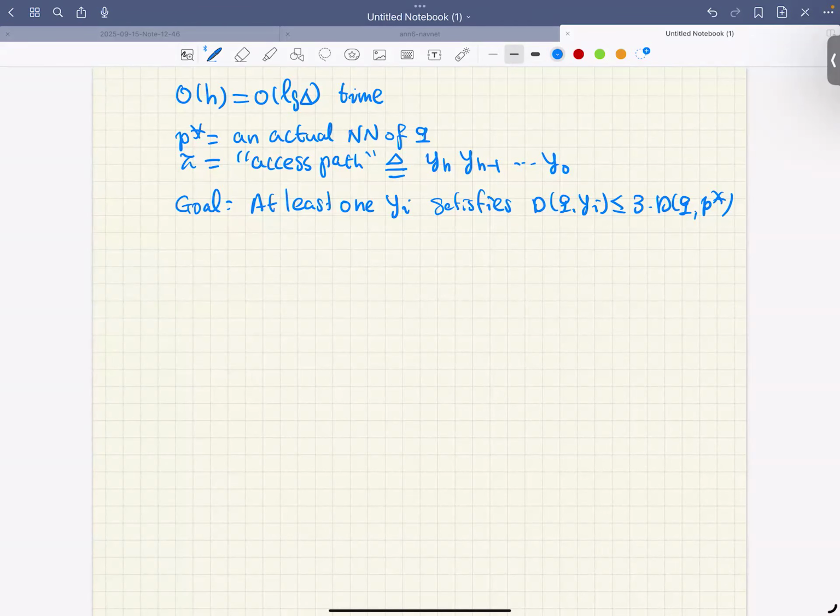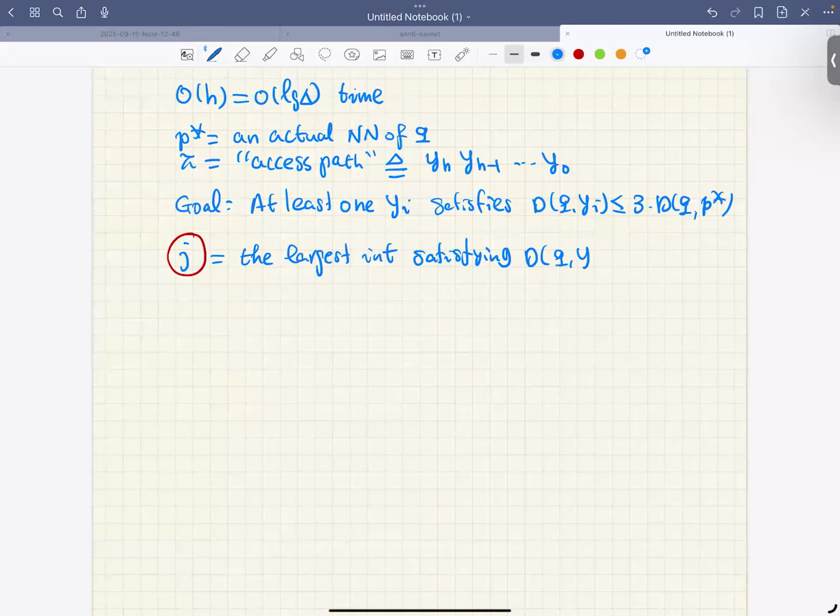Now I'm going to define something that might look a little like magic at this point. So I'm going to define this J. This J is the largest integer satisfying this inequality. Okay, so this is the definition.